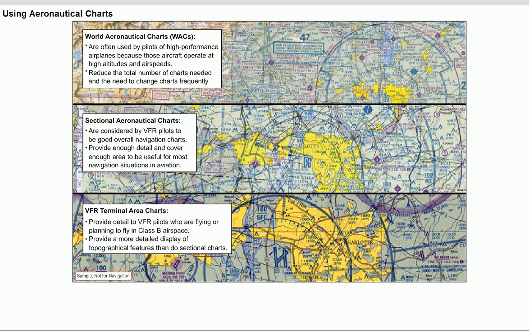Terminal charts provide a wealth of detail to VFR pilots who are flying or planning to fly in Class B airspace. Terminal charts show the lateral limits of the various sections of the Class B area on a larger scale than do sectional charts. In addition, they provide a more detailed display of topographical features. Terminal charts are available only for some major U.S. airports.